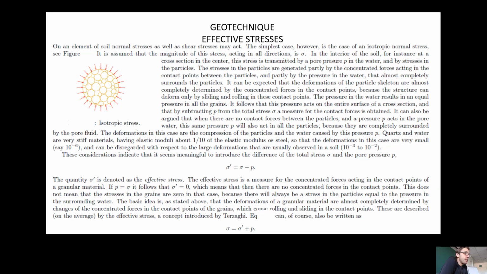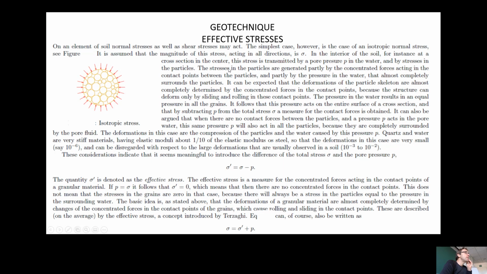Instead, what about effective stresses? We considered, as you know, yesterday or the day before yesterday, the principle of Terzaghi. So now let's see what happens when we have a stress and some shear stress may act. For the simple case, we have isotropic normal stresses, a sort of the example that we have already done. It is assumed that the magnitude of this stress acting in all directions is simply sigma. In the interior of the soil, for instance at a cross-section in the center, the stress is transmitted by the pore pressure P in the water and by the stresses in the particles. So it is important to remember that there are both components: one is the pore pressure, and the other one is the stress in or between the particles.